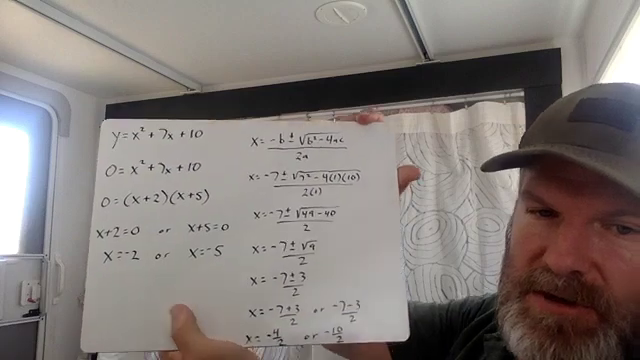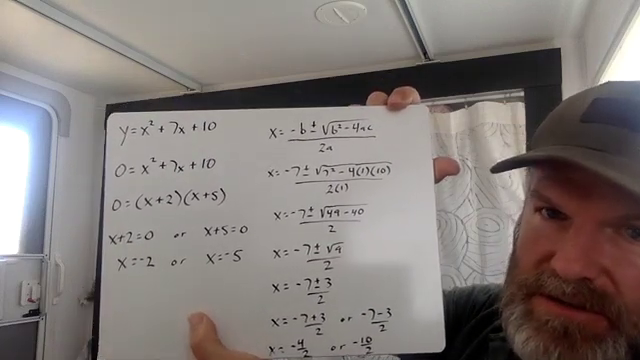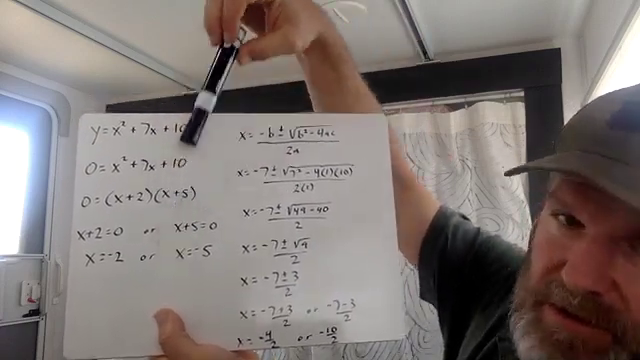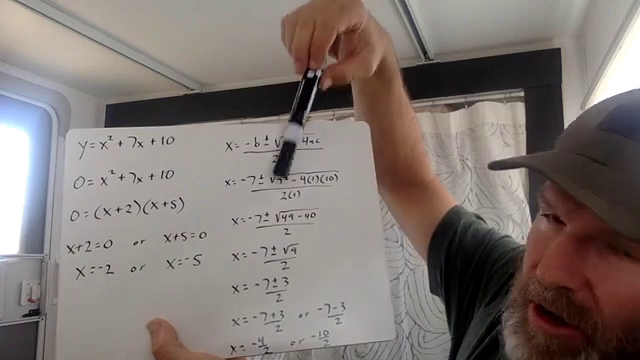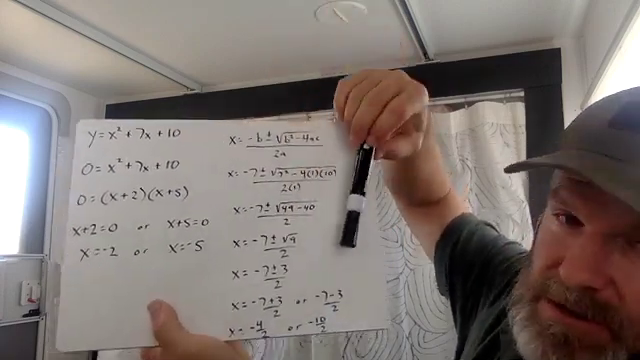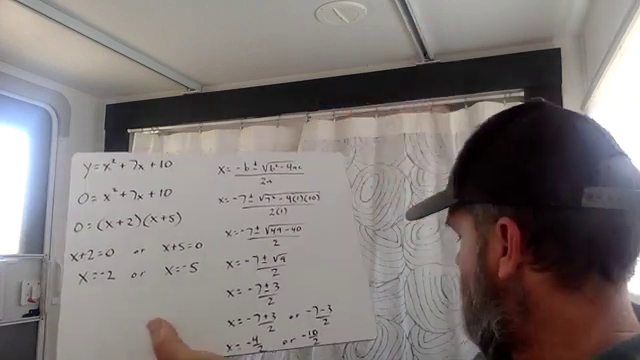So you can do either one of these methods in this problem to figure out what the x-intercepts are. If it factors nicely like it does, factoring is quicker and easier. But you can always use this method. This method will always work. It's a little bit more work, but it still gets you to negative 2 and negative 5.